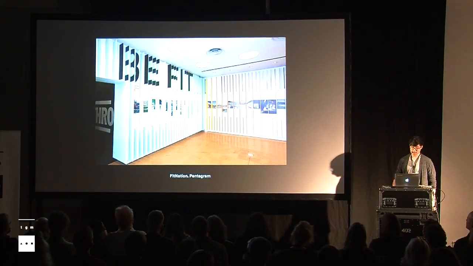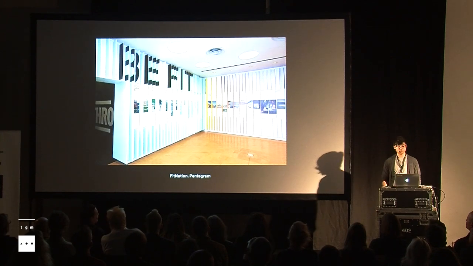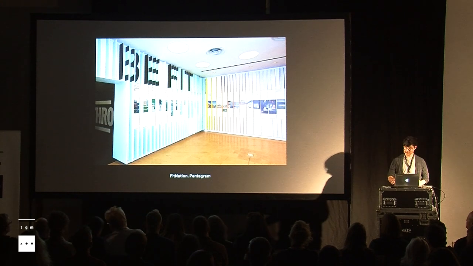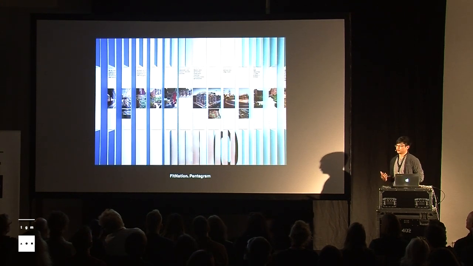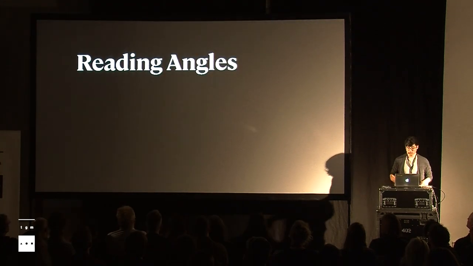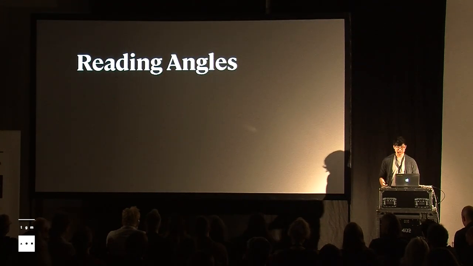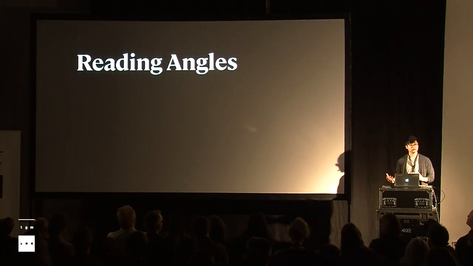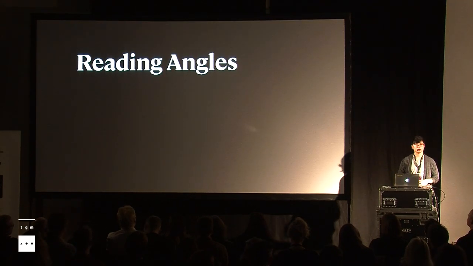Pentagram did a cool project called Fit Nation that encourages you to move throughout the space. And this is smart because it supports the whole concept of fitness. And it gives you different levels of information based on your viewing angle and distance. So it's clear that there's lots of interesting examples of using space and reading angles in art and design. So I decided to test some ideas for making type more readable from different angles.